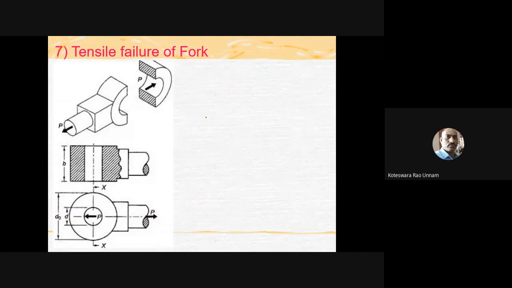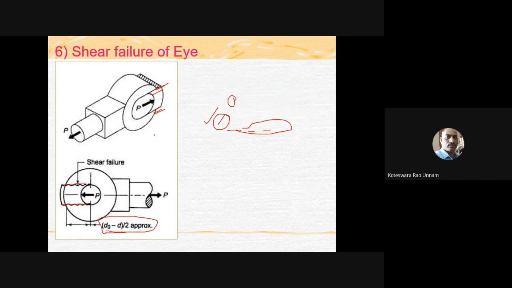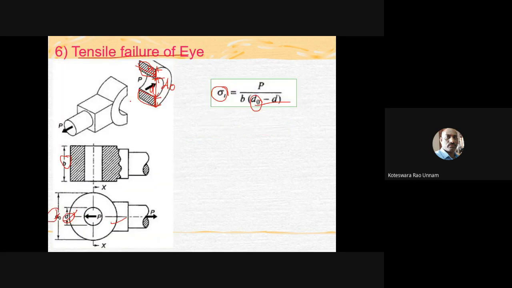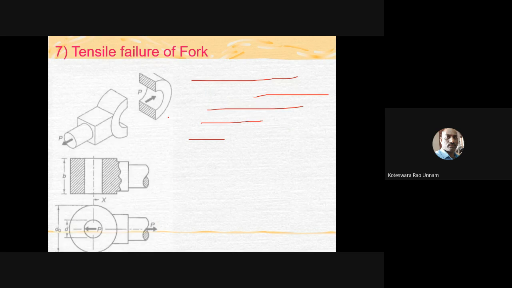Then similarly we need to consider, okay, this is already done, tensile failure of the fork, we already calculated this. Fork is a double I and as a figure it is applicable to the fork except the dimension B, which can be modified as 2A in case of fork. Earlier we have seen the rod, it is I. These two are the failures of the I's. Now we'll go for failure of fork.